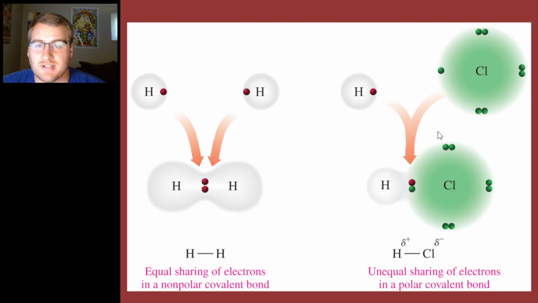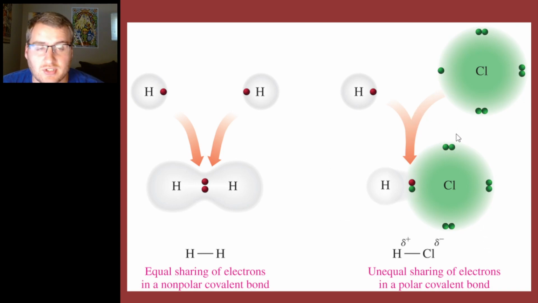Here's another image to help visualize this. On the left, this is a picture of a completely non-polar bond, which makes sense because it's two hydrogens. Of course, they're going to share electrons equally because they're both the same thing. We see this electron cloud, the area where the electron can go, is the same.